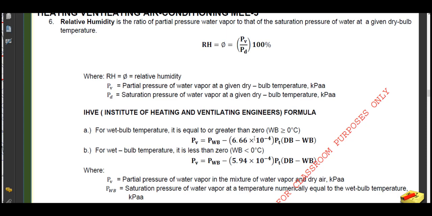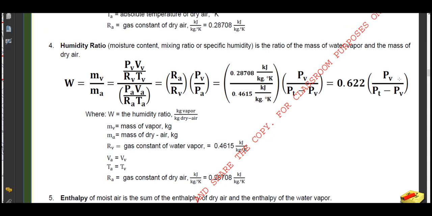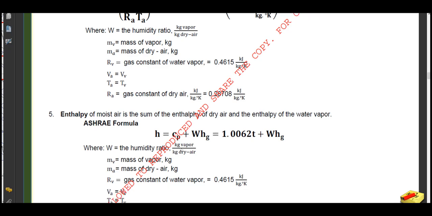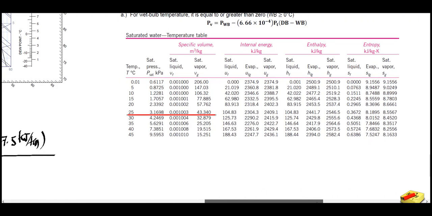So since Pag is less than, and it is greater than 0, we can use this equation to get the value of your wet bulb, to get the partial pressure. Then, in order for us to get the humidity ratio, we'll also be needing this equation, and then also the enthalpies to get these values. Okay, so we have your wet bulb at 25 degrees Celsius now.